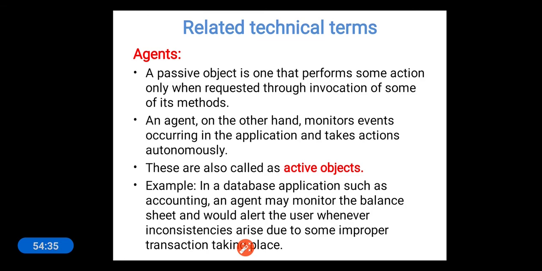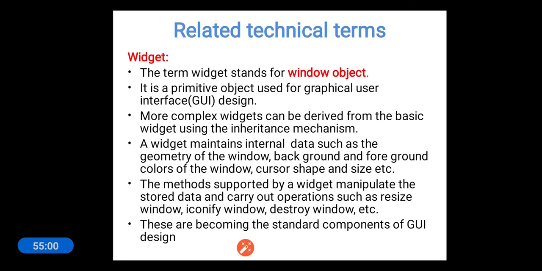For example, in a database application such as accounting, an agent, that is, an active object, may monitor the balance sheet and would alert the user whenever inconsistencies arise due to some improper transaction taking place. So here, whatever object is alerting the user, that's nothing but an active object.